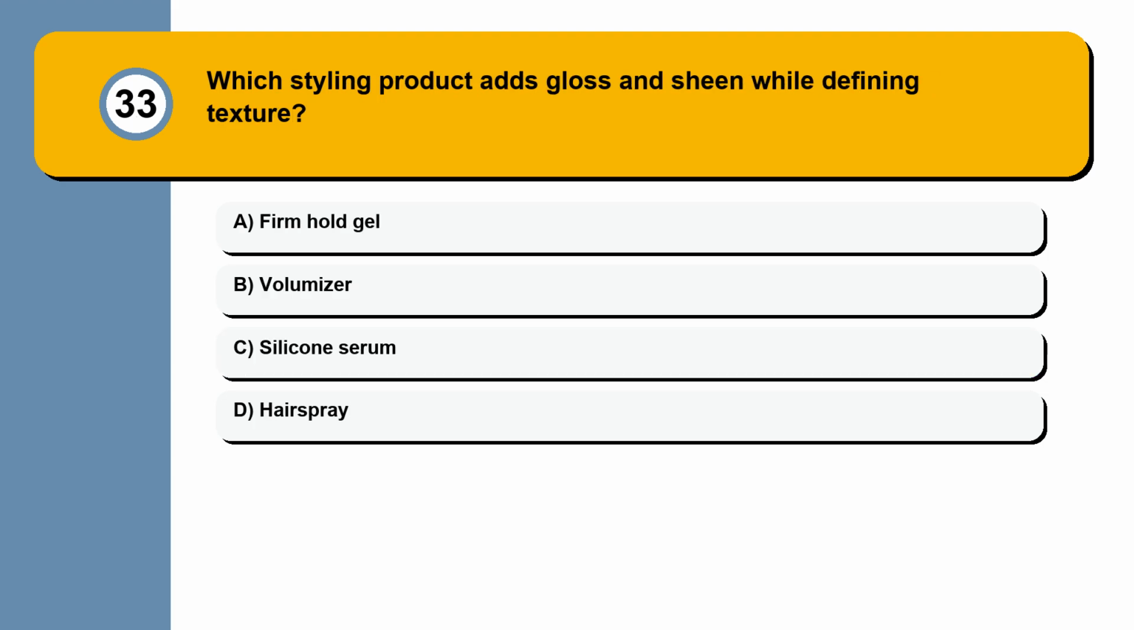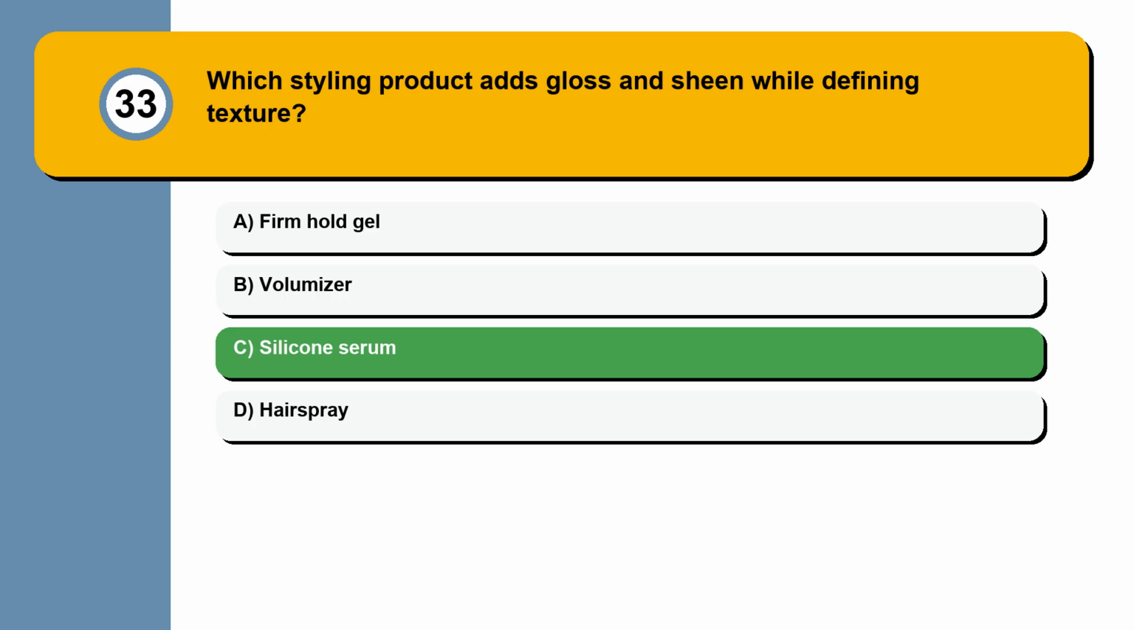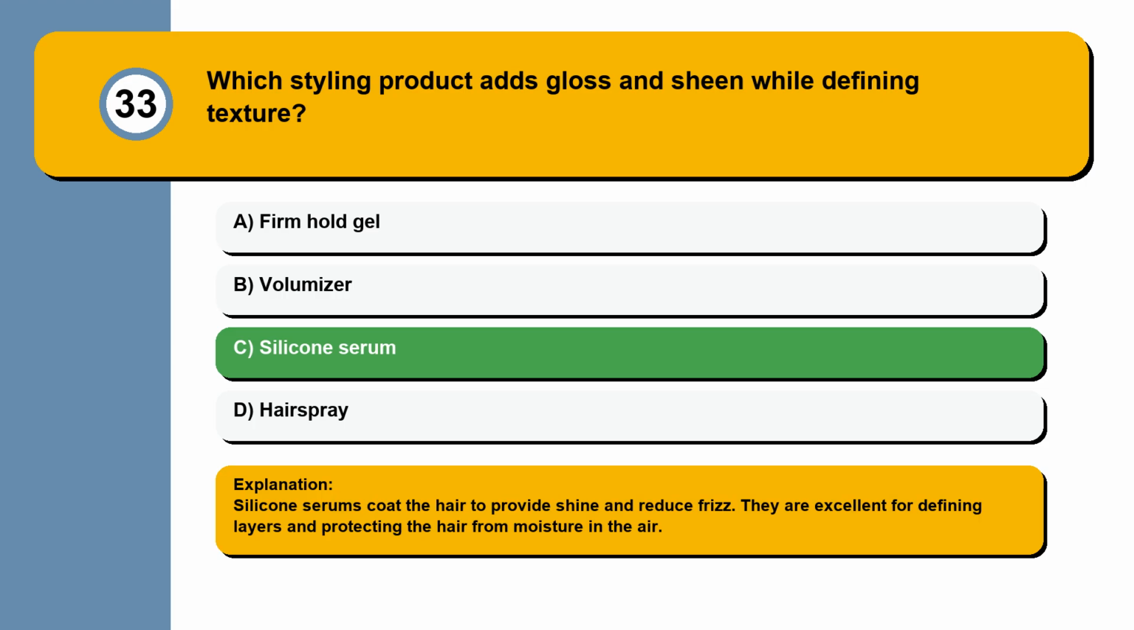Question 33. Which styling product adds gloss and sheen while defining texture? Firm hold gel, volumizer, silicone serum, hairspray. Silicone serums coat the hair to provide shine and reduce frizz. They are excellent for defining layers and protecting the hair from moisture in the air.